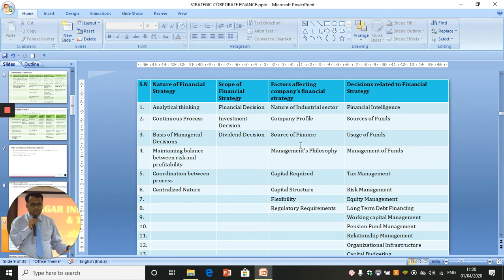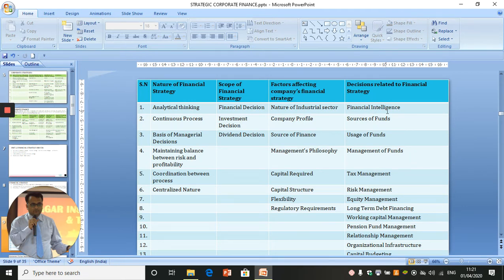It depends on the sources of finance available to the company, and management's philosophy, whether it is aggressive or conservative in nature. Then capital required: what is the quantum of capital required and the various sources from which capital can be taken. Then capital structure: what is the existing capital structure of the firm, whether it has more equity, more debt, or whether it is balanced or hybrid. Then flexibility, whether that financial strategy is flexible or not. And regulatory requirements, which mean your capital structure and your financial strategy should conform to the rules and regulations of the government.